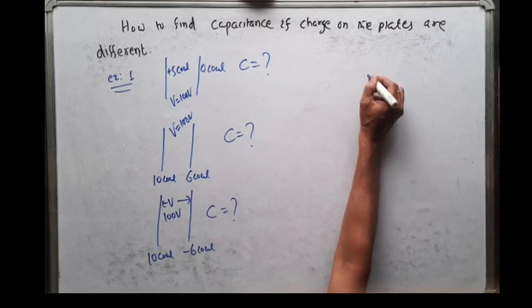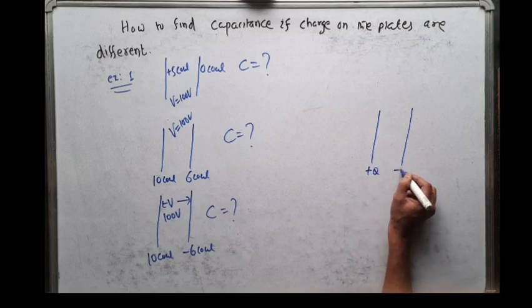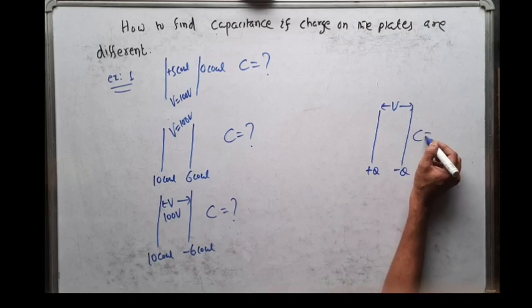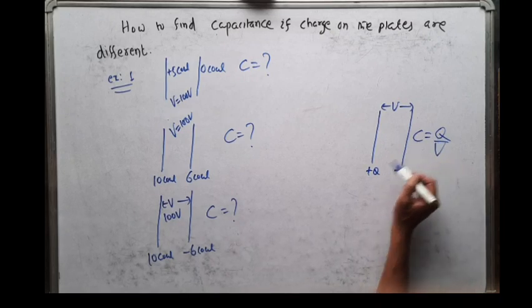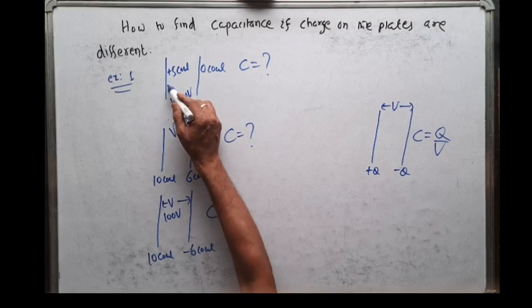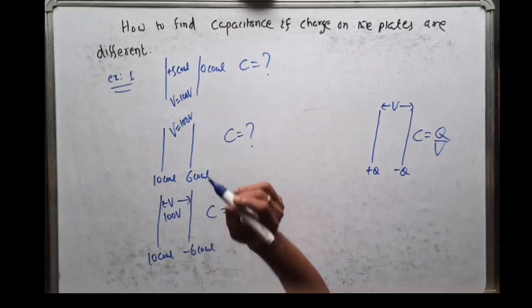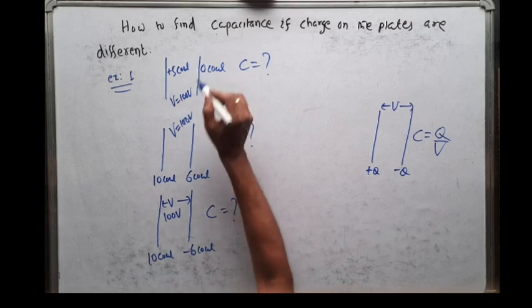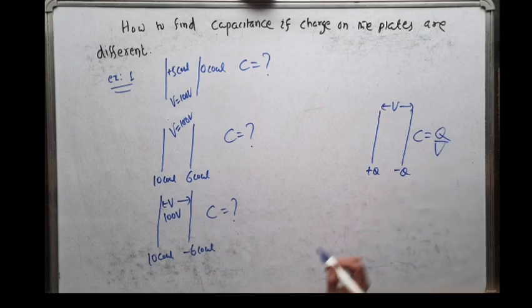Suppose this is a capacitor. This plate has plus Q charge, this has minus Q charge. If the potential difference between these two plates is V, then what is the capacitance formula? Q by V. So here this is plus Q, this is minus Q, so we take the charge as Q, C is equal to Q by V. But here, this plate has plus 5 coulomb charge and this plate has 0 coulomb charge. In that case, what is the formula of capacitance? You cannot write 5 or 0. Because here Q and Q, the same charge, is there, you can write C is equal to Q by V.